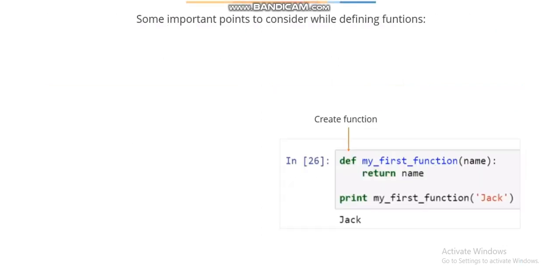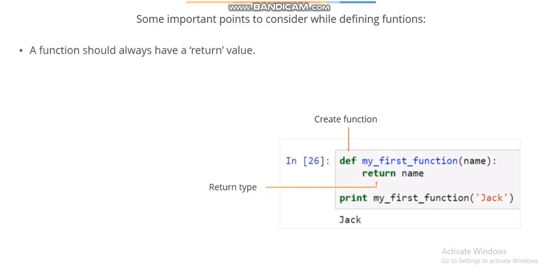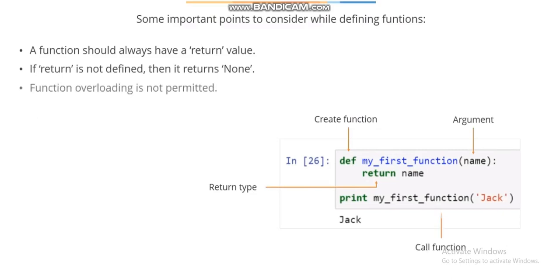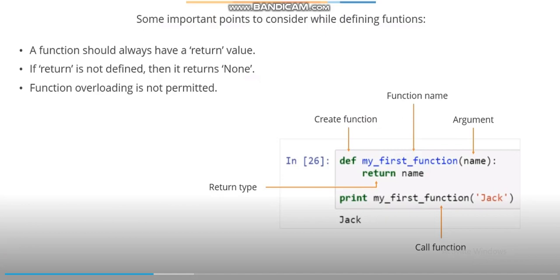Here are a few key considerations while dealing with functions. A function has to have a return value. If no return is defined, then it returns None. Function overloading is not permitted. Function overloading happens when you have more than one function with the same name. Some programming languages, such as Java, permit this, but Python does not.